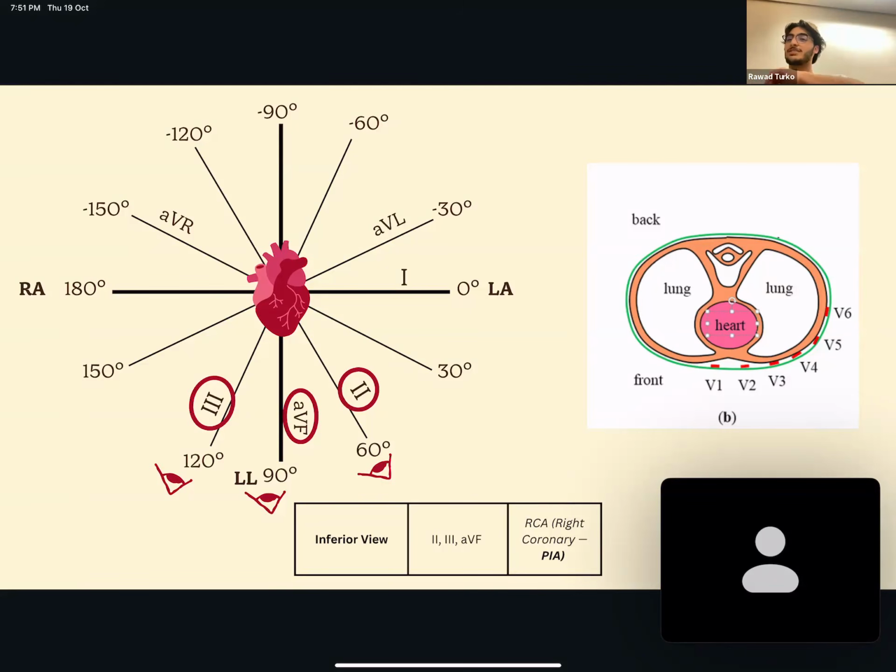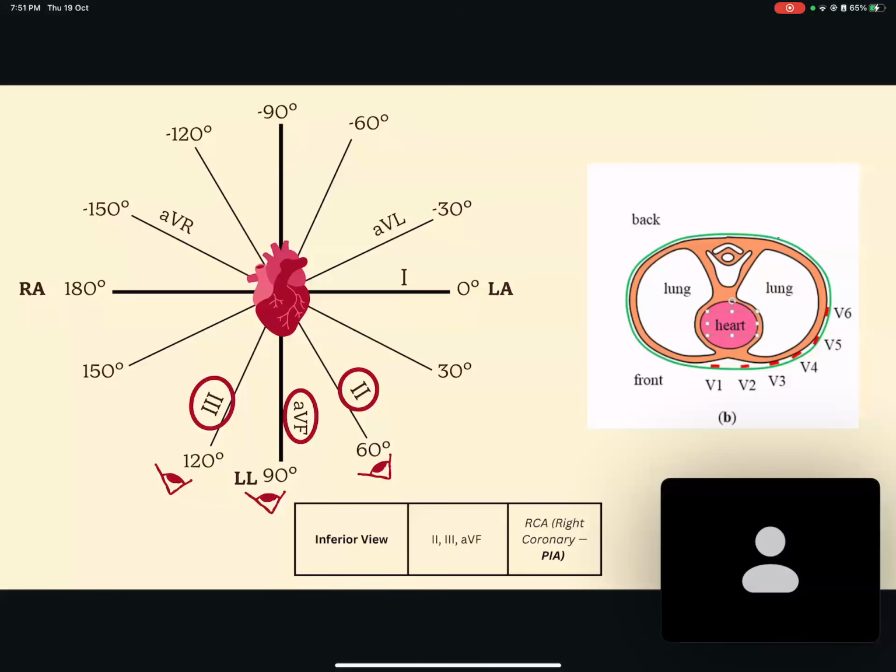Okay, and it supplies... Do you guys know what it supplies? Just a little anatomy to throw in there. PIA, posterior interventricular artery, supplies the posterior interventricular septum. So if there's a problem in PIA, there's going to be a problem in leads 2, 3, and AVF, because those are the ones that are looking inferiorly at the heart. Okay, does that make sense?